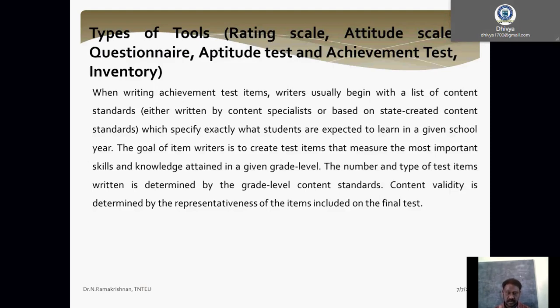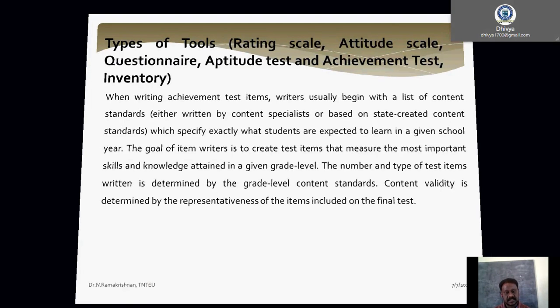It should not be lopsided. It should not be one-sided, and it should not be skewed in one direction or the other. It should be balanced. It should test all the domains of knowledge that you have discussed in your class.